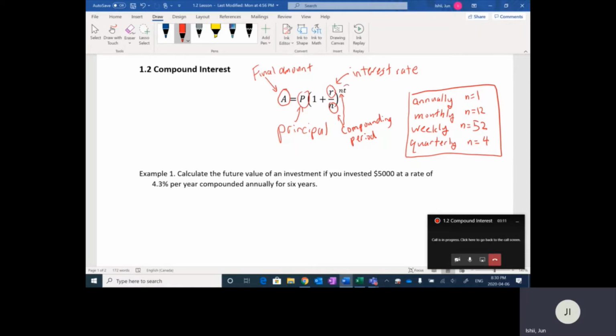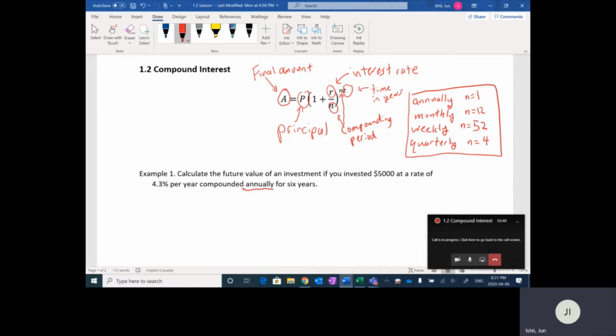The last variable there, the T, is the time in years. This formula itself looks a little bit complicated, but hopefully through a couple of examples, it'll be clear how to use it. So let's jump into the first example. We're going to calculate the future value of an investment if you invested $5,000 at a rate of 4.3% compounded annually, so after every year, for 6 years.